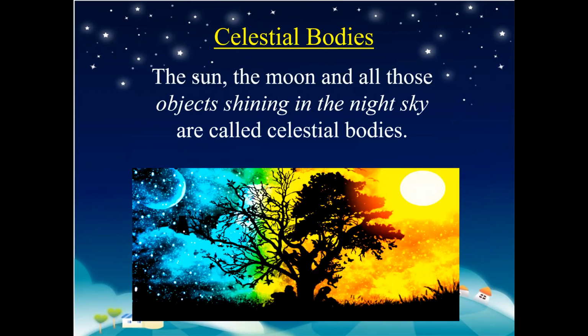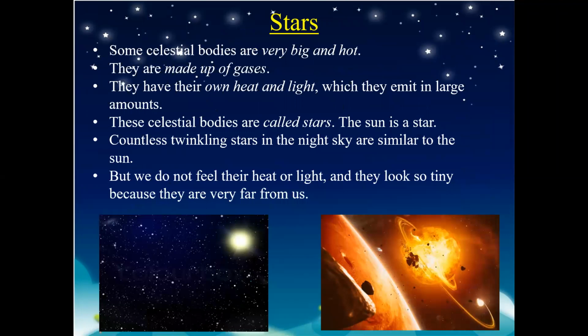First, let us understand what are celestial bodies. The sun, the moon, and all those objects which shine brightly in the night sky are called celestial bodies. Some celestial bodies are very big and are hot as well. They are made up of gases. They have their own heat and light, which they emit in large amount. These celestial bodies are called stars.